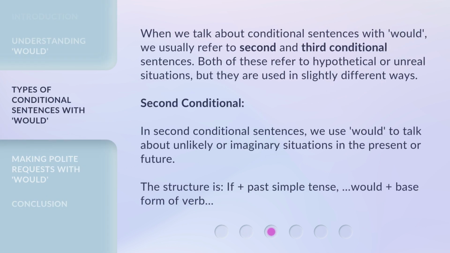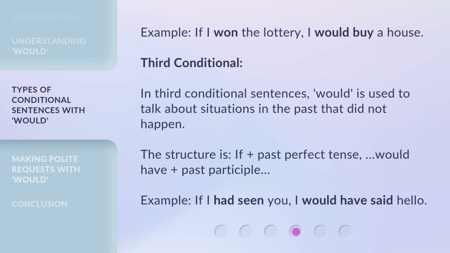When we talk about conditional sentences with would, we usually refer to second and third conditional sentences. Both of these refer to hypothetical or unreal situations, but they are used in slightly different ways. Second conditional. In second conditional sentences, we use would to talk about unlikely or imaginary situations in the present or future. The structure is if plus past simple tense, would plus base form of verb. Example: if I won the lottery, I would buy a house.